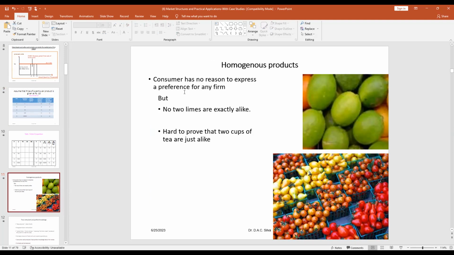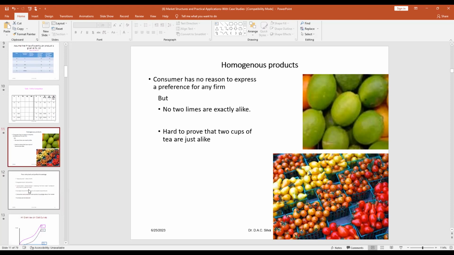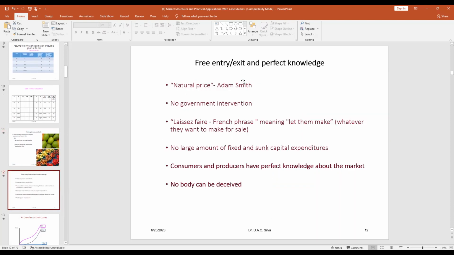We have a rare opportunity to see a homogeneous product. When you go to a fair with vegetables, you can see homogeneous products. But no two items are exactly alike. It is hard to prove that two cups of tea are just alike. So it is very difficult, but we can see it. Right now you can have a conclusion: natural price, free entry and exit.